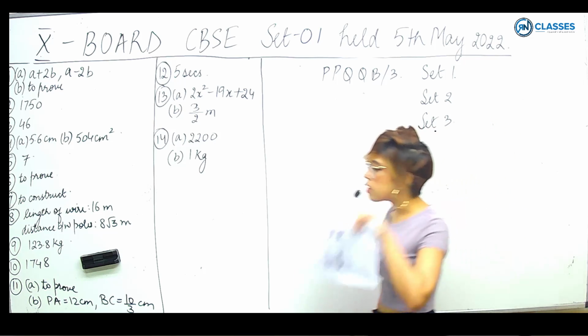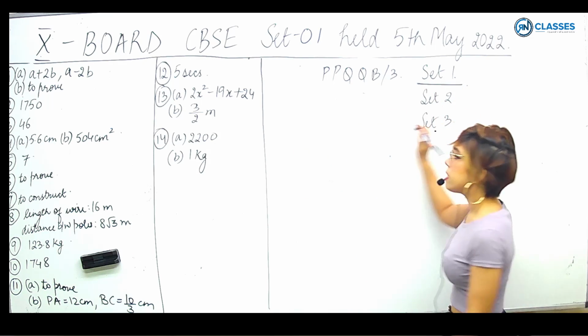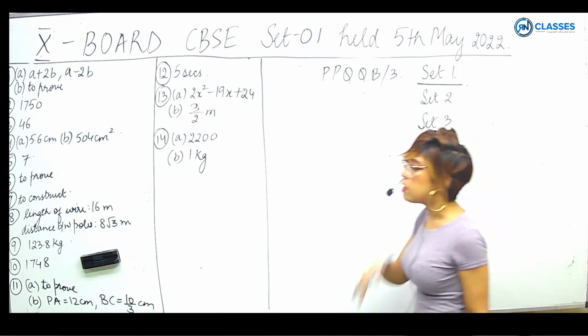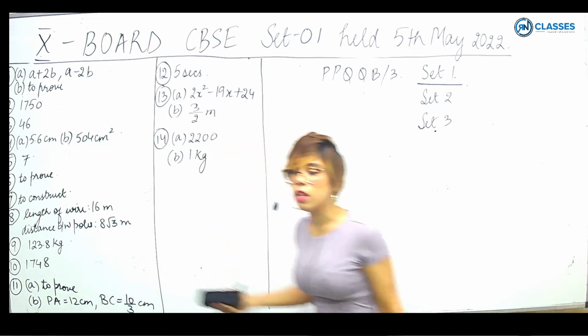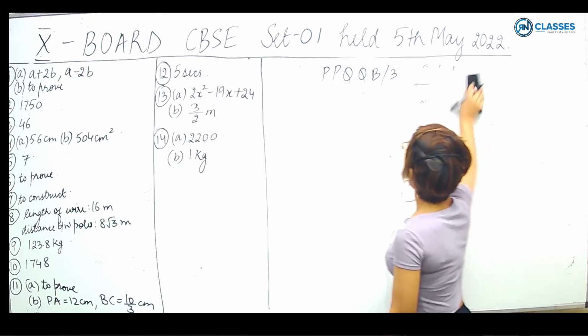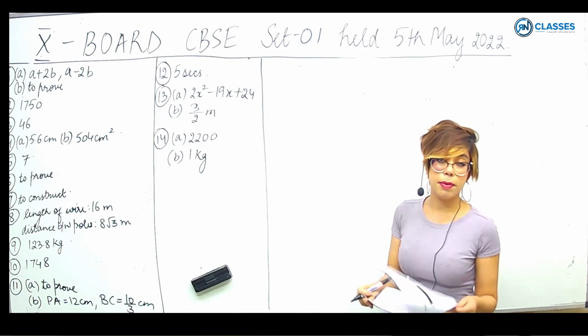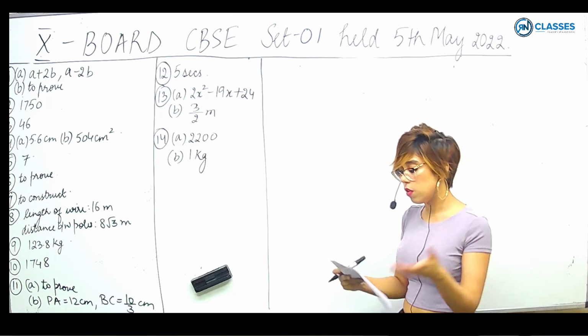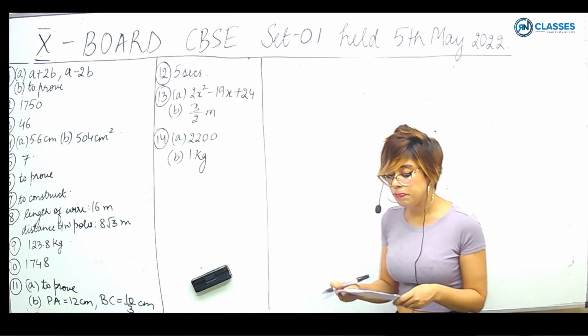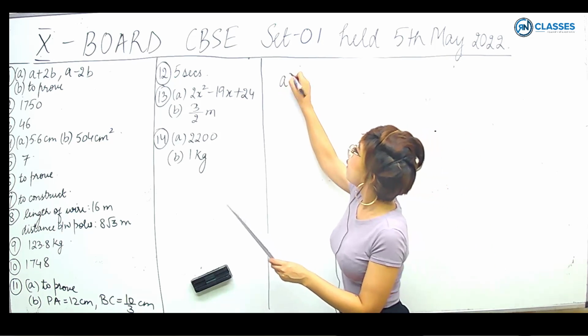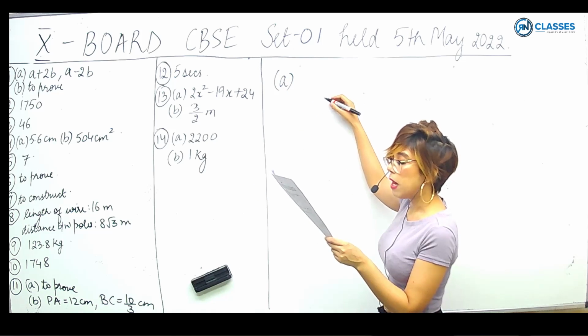So you can check your answers for the set 1. And set 2 and set 3 people can see which question we are talking about and then check the answer. Alright, so without further ado, let's start with the first question. I hope you have the paper already with you because, of course, you have just given the board paper. So first is, solve the quadratic equation for x.